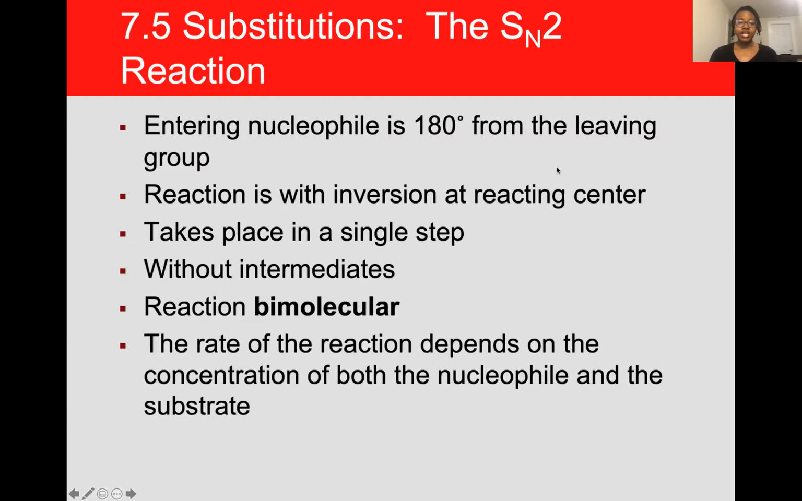So SN2 stands for substitution nucleophilic bimolecular. What happens in this reaction is you have a nucleophile that enters the substrate and bonds to that carbon at 180 degrees from the leaving group. This causes an inversion of that reacting center, and the stereochemistry switches. So if you initially had an S enantiomer, you'll end with the R enantiomer. This takes place in a single step, so there are no intermediates.